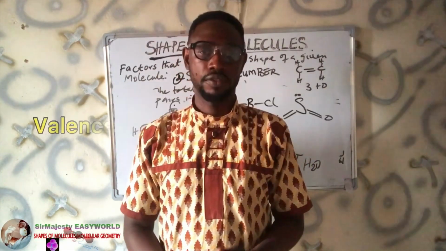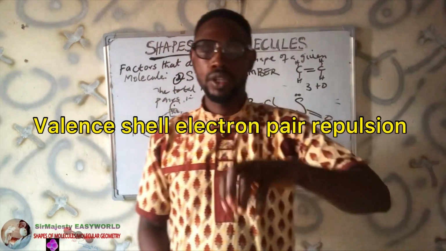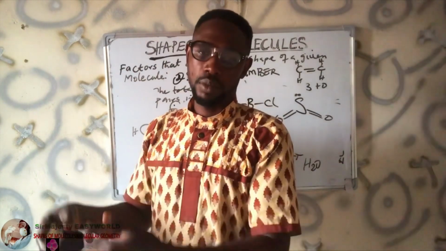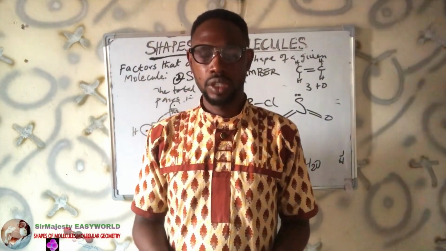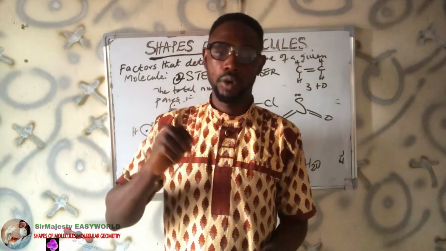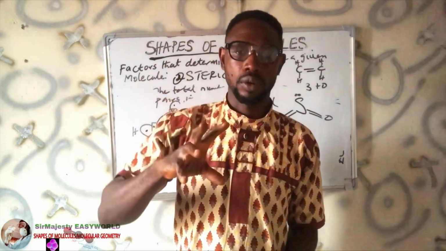VSEPR, what we call the valence shell electron pair repulsion theory. This will explain to us why we say that ammonia is trigonal pyramidal while boron fluoride is trigonal planar. We need to understand the interaction between the lone pairs and the bond pairs in the last shell of the central atom in a molecule.